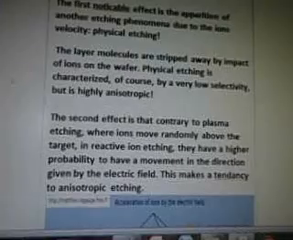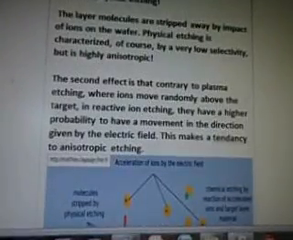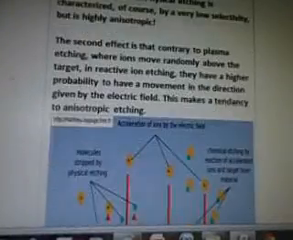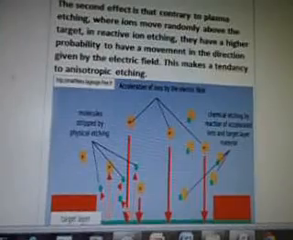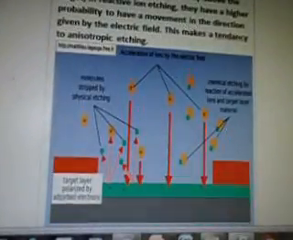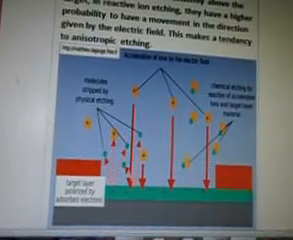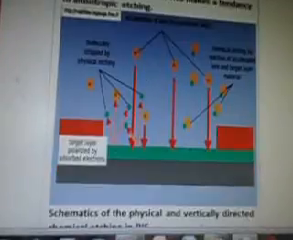The layer molecules are stripped away by impact of ions on the wafer. Physical etching is characterized, of course, by very low selectivity, but is highly anisotropic. The second effect is that, contrary to plasma etching, where ions move randomly above the target, in reactive ion etching they have a higher probability to have a movement in the direction given by the electric field. This makes a tendency to anisotropic etching.